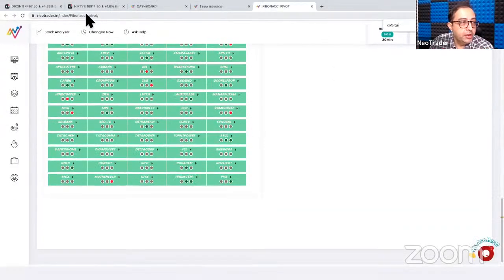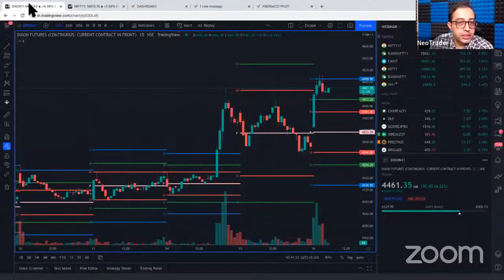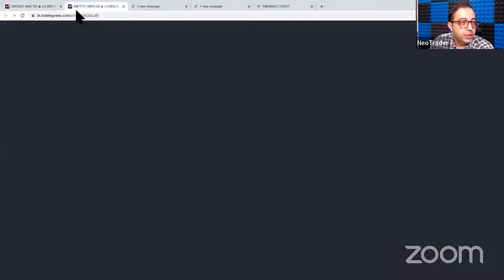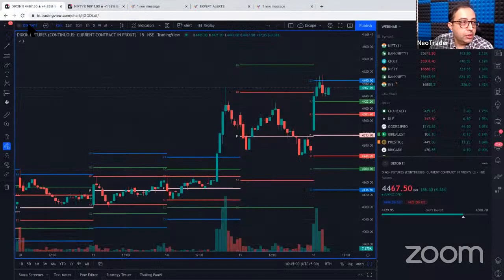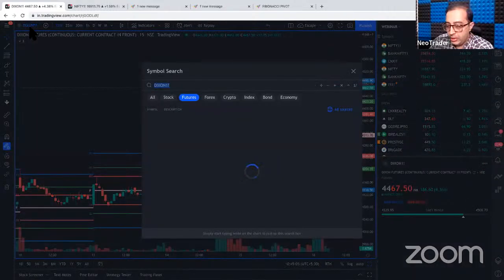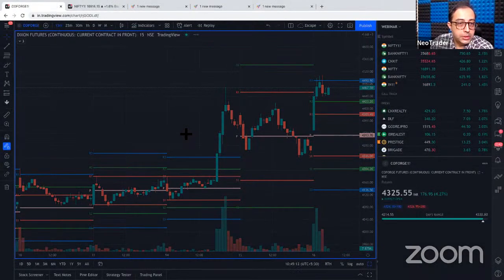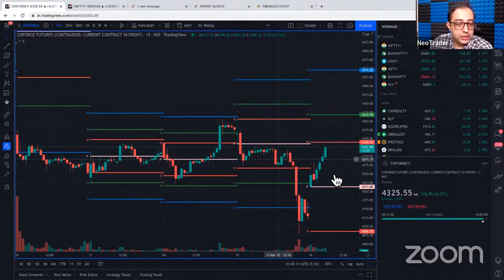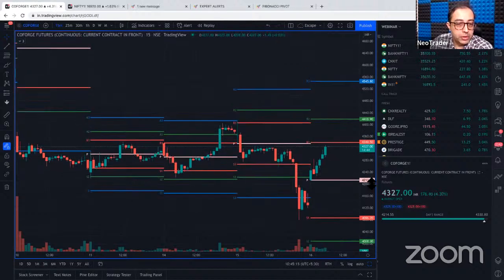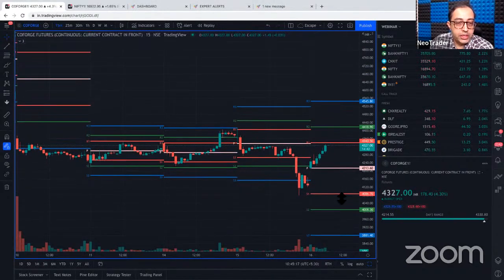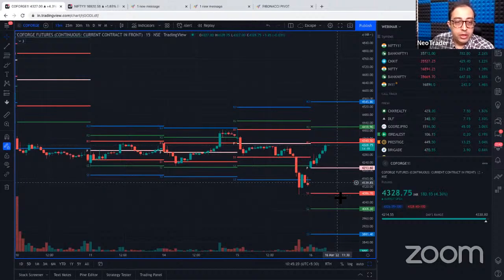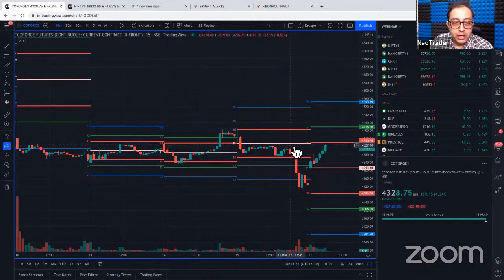Okay, now Nifty has started to move. You can see here that Dixon has started to move. Let's check out Coforge as well. Yes, so you can see that Coforge is about to give you a nice move. Coforge is about to clear R1.